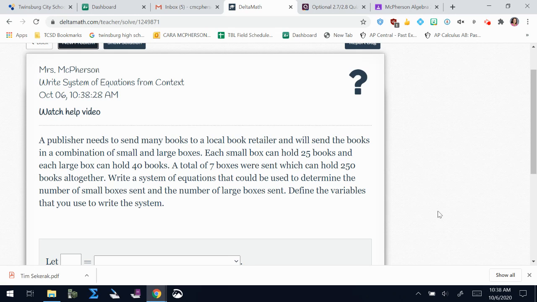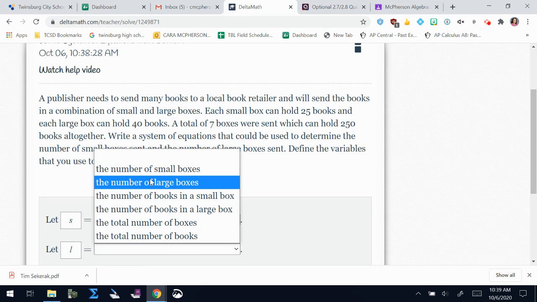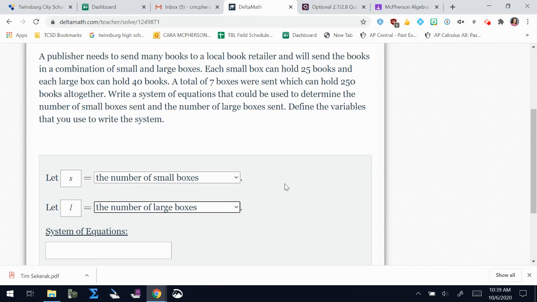Okay. Let's do a book one and then we'll be done with this video. So we are sending books to a book retailer. We're sending them in large boxes and small boxes. We know how many books can be held in the small and large. We know the total of boxes. So this is the key line when it says write a system. That's where we're going to start reading to start the process. Write a system that can be used to determine the number of small boxes and the number of large boxes sent. So we're going to do S for the number of small boxes, and L for the number of large boxes. Start with reading that sentence and seeing what are the unknowns that we're looking for.